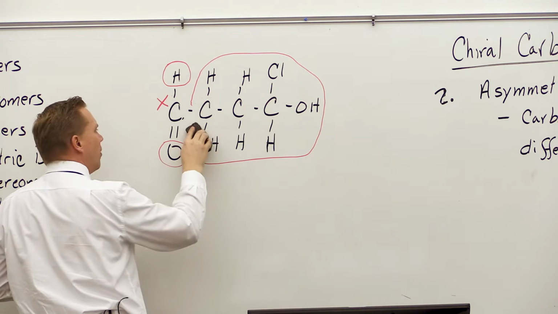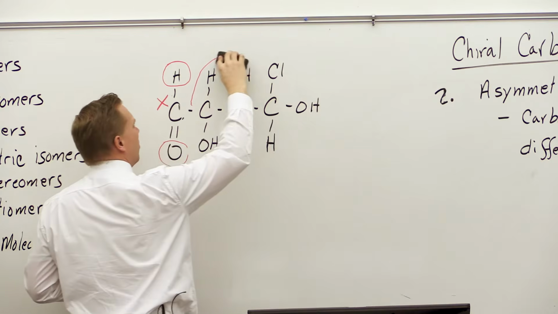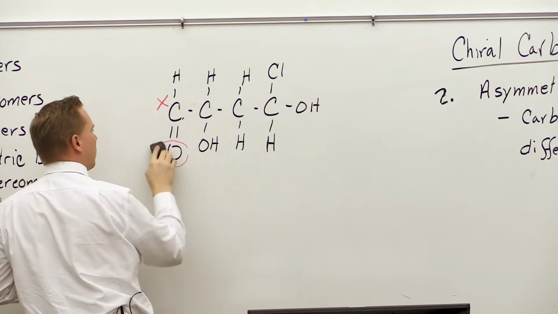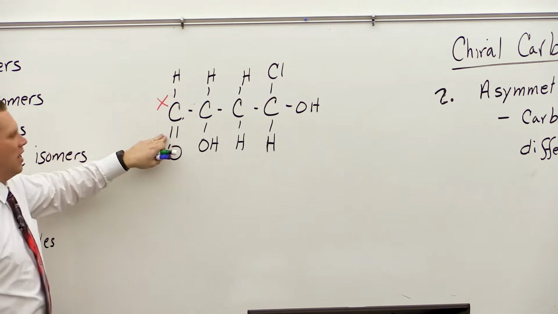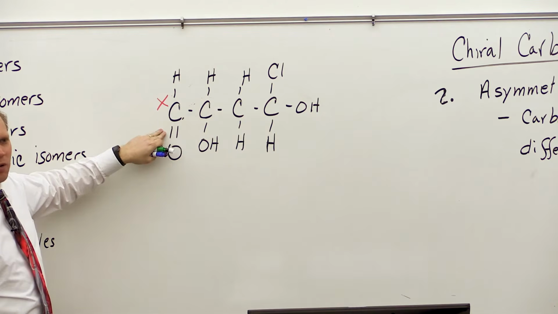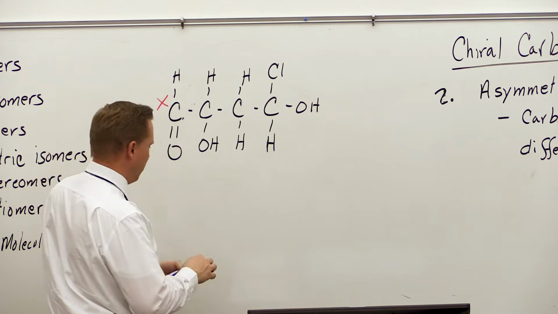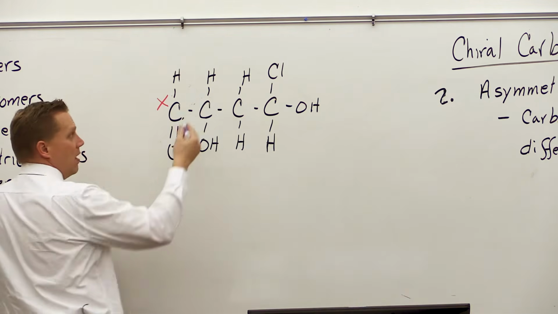Now we move on to carbon 2. So now I have to erase this line because carbon 2 is bound to different things. So we'll erase these groups. By the way, we can do a shortcut here. Anytime you see a double bond on a carbon, it's not asymmetric. Okay? That's the quick way of doing that. Now we look at carbon number 2. We're going to do the same thing.